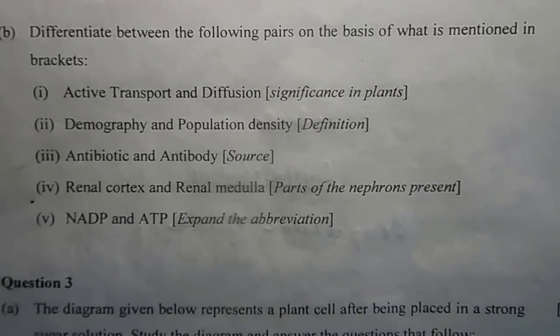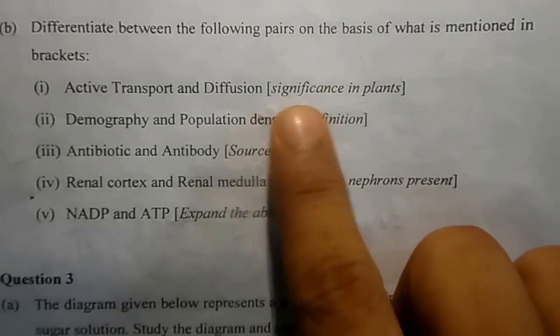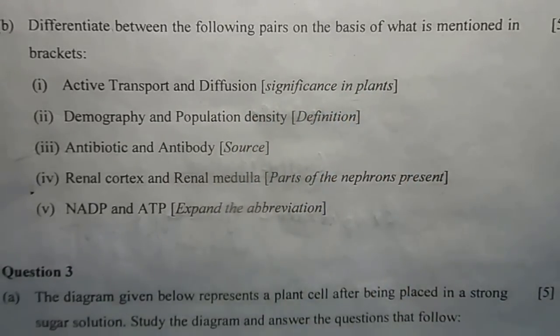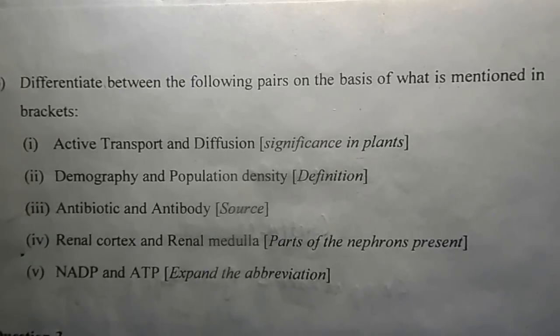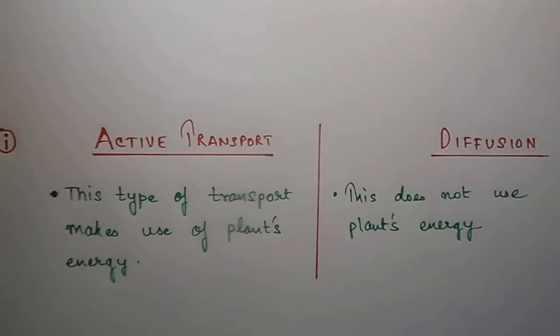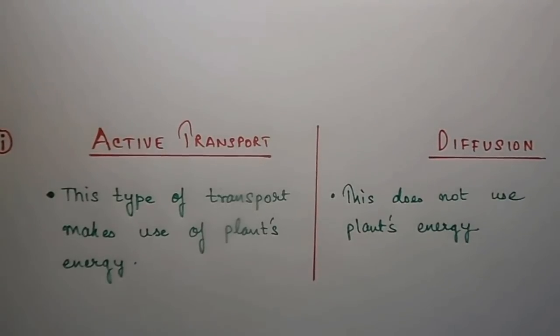In question B, you have to differentiate between the following pairs. Now these questions carry 1 mark, so be specific according to what is given in the bracket. Number 1 is active transport and diffusion on the basis of significance in plants. Active transport uses the plant's energy, whereas in diffusion there is no use of the plant's energy.